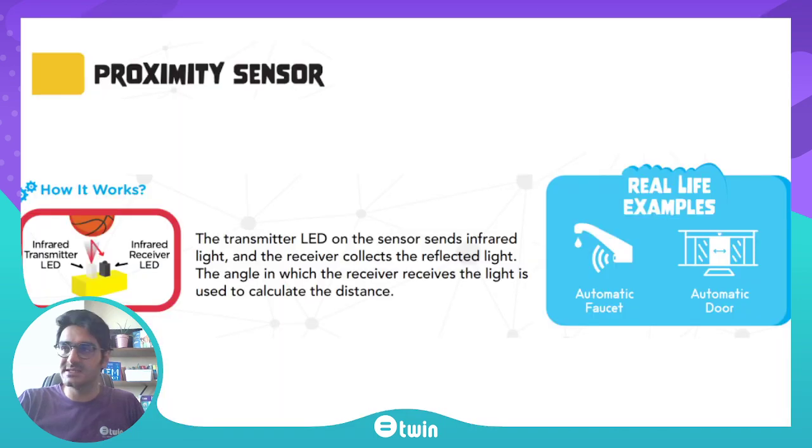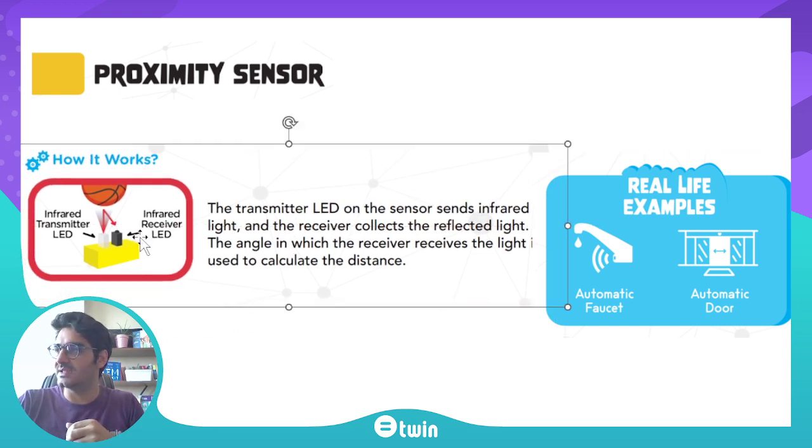So let's have a look at how it works. As I said, in real life we have these proximity sensors all around us. If you want to clean your hands at an automatic faucet in a toilet, or when you are entering through an automatic door to a shopping mall or to your home, the proximity sensor detects you coming, and then it opens the door, or it starts giving water to your hand.